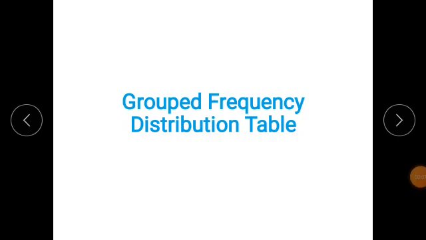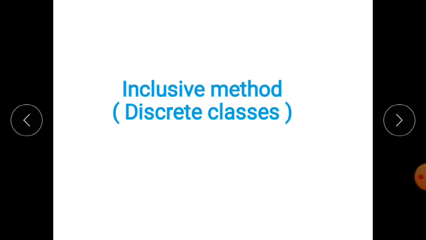Now our next topic is grouped frequency distribution table. Again, there are two methods of preparing a grouped frequency distribution table. First method is inclusive method and second one is exclusive method. First method is inclusive method, that is discrete classes. Now we will see how to draw frequency distribution table by inclusive method.